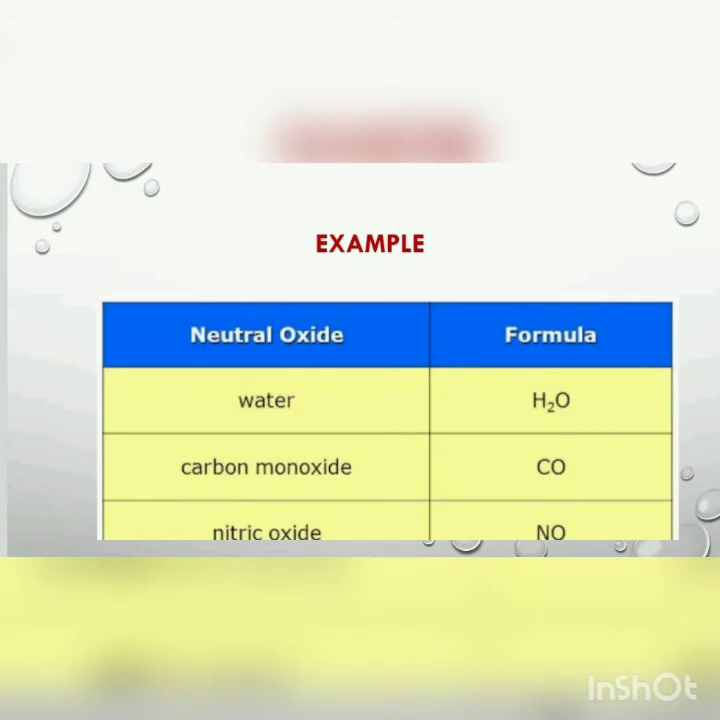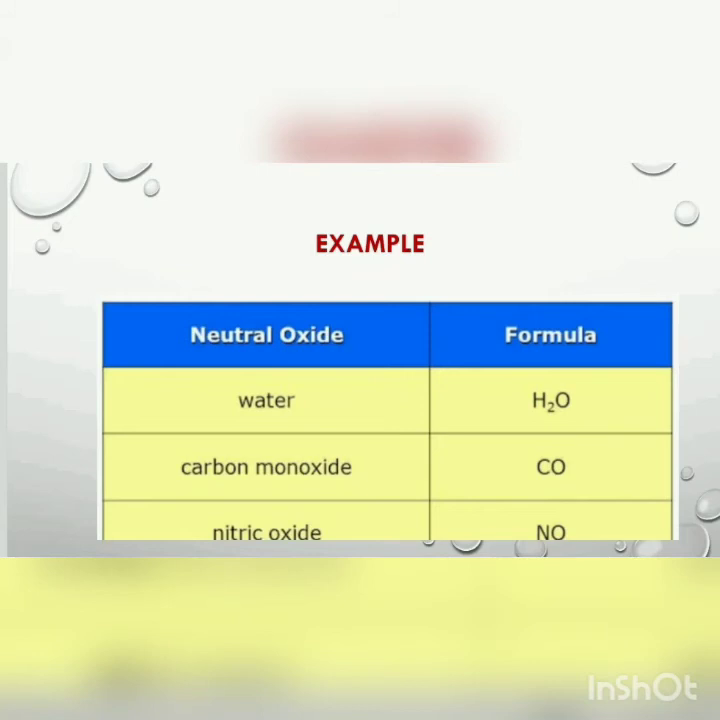These oxides, that is water, CO and NO, do not react with acids or bases to form salts. That's why these oxides are known as neutral oxides. There is no reaction with the acids as well as bases. So these are the normal or simple oxides. So what are the normal and simple oxides?